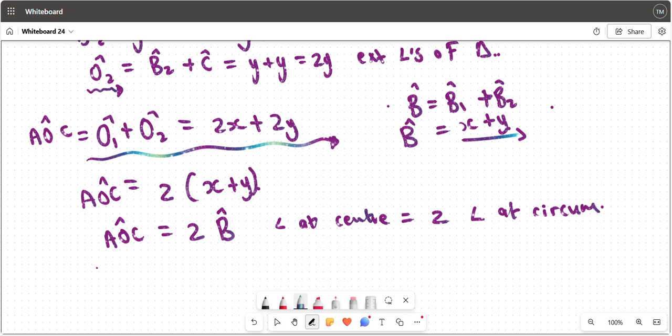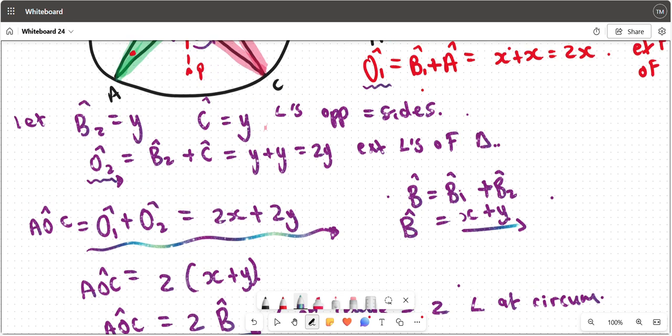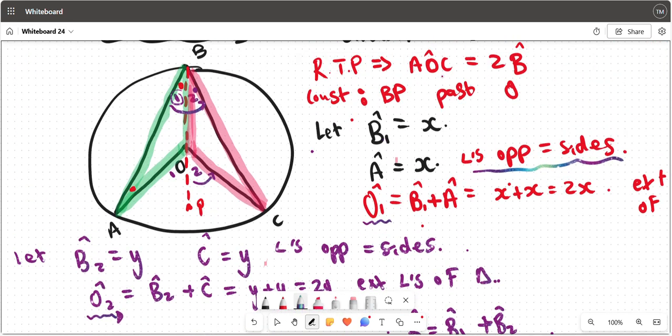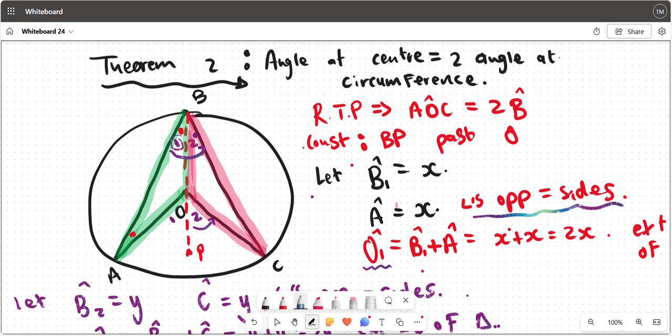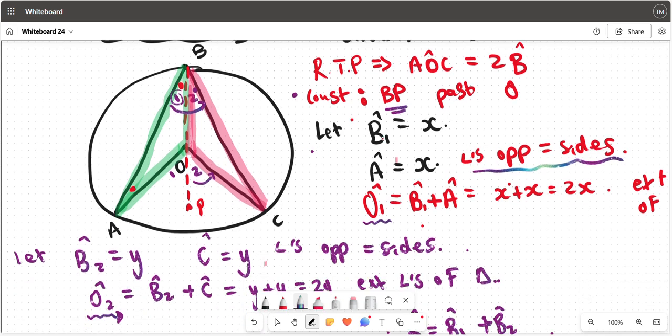And there we go. We're done with proof number 2. All right, let me just quickly run you through this. So the first thing that you need to do is obviously construct. You're constructing BP, this line here all the way to P, and it has to pass through the center, which is O, right? And then from there, you can let B1, the B this side, equal to X.